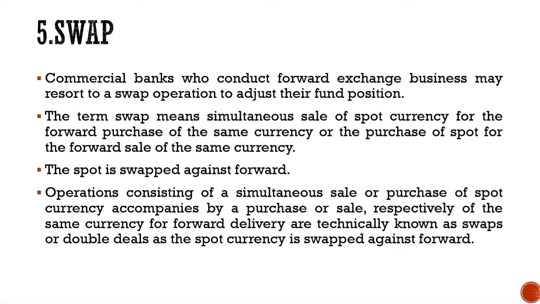Operations consisting of a simultaneous sale or purchase of spot currency accompanied by a purchase or sale respectively of the same currency for forward delivery are technically known as swap or double deal, as the spot currency is swapped against forward. So here basically swap means what? A spot rate will be given to you, and you are swapping that rate with the forward points. Okay, let us take an example.